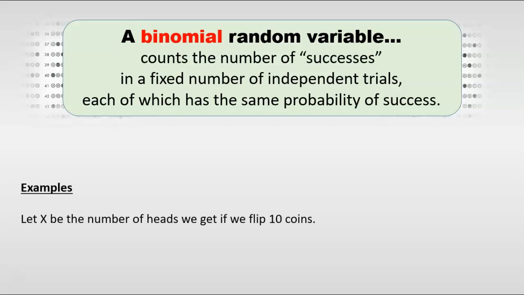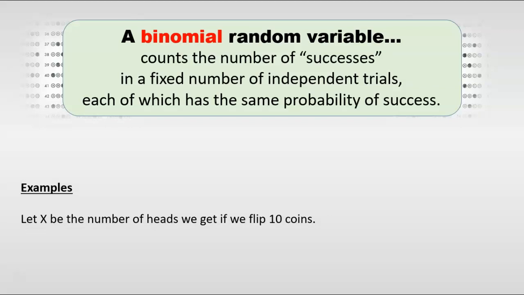Let x be the number of heads we get if we flip 10 coins. Is this binomial? Let's check. Do we have a fixed number of independent trials in which we are counting successes? Yes, we do. We have 10 trials, flipping the 10 coins, each of which results in something we'll call success, heads, or something we'll call failure, tails.